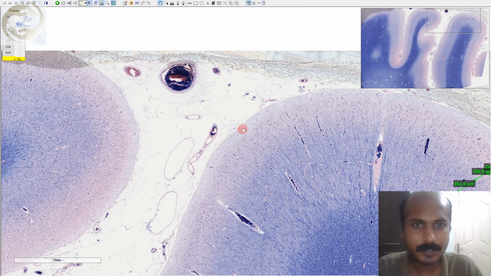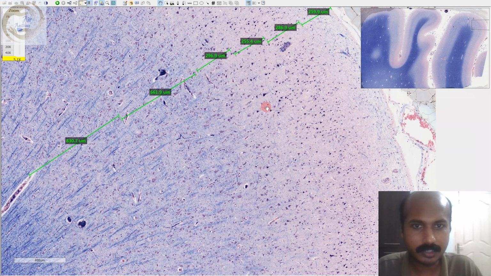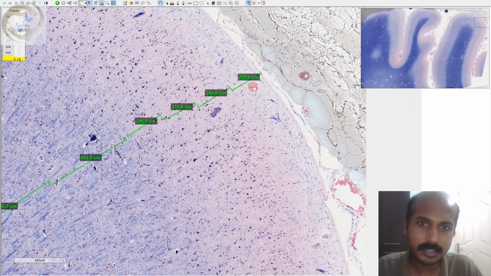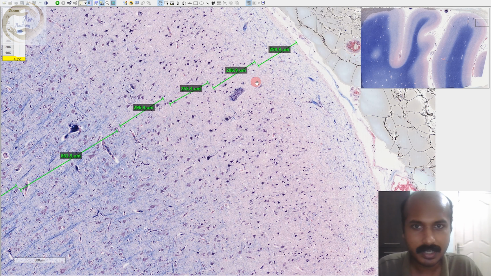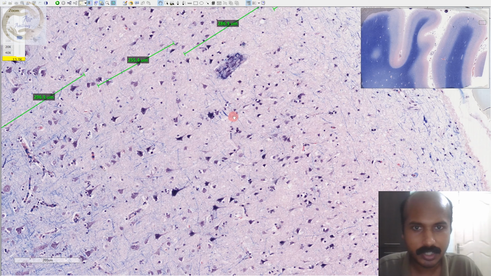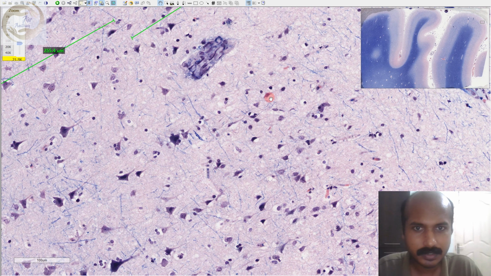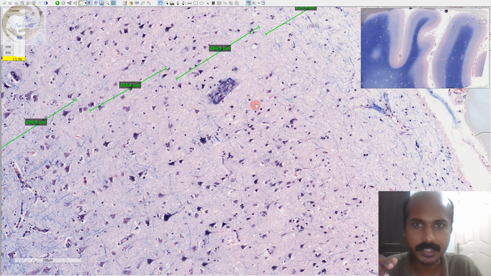Deep to that you can see the layers, which I have marked for clarity. The outer layer here is cell sparse; that is the molecular layer. Deep to that is a region with more granule cells. This is a granule neuron, and between them you have very small dot-looking naked nuclei. They should be oligodendrocytes or glial cells, mostly oligodendrocytes, which help in myelination.